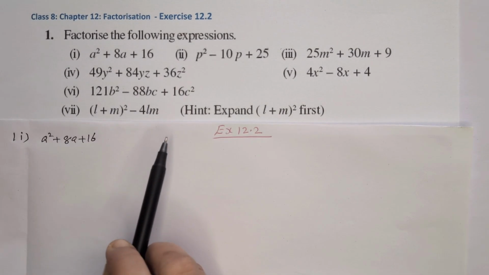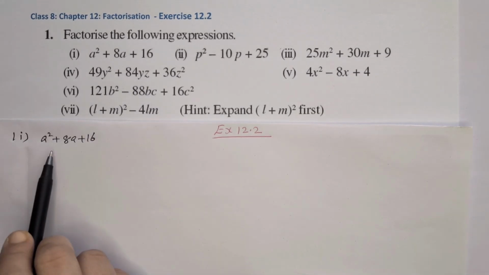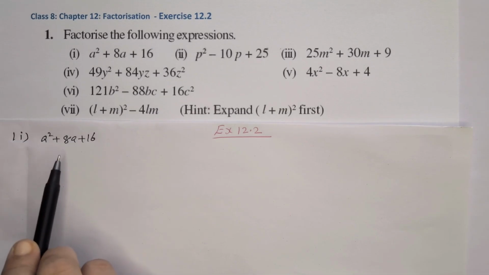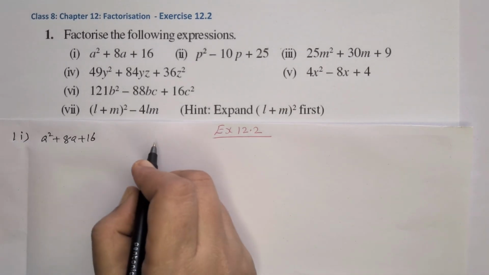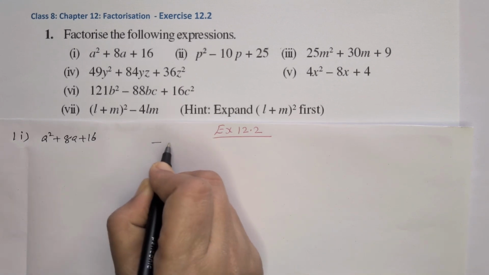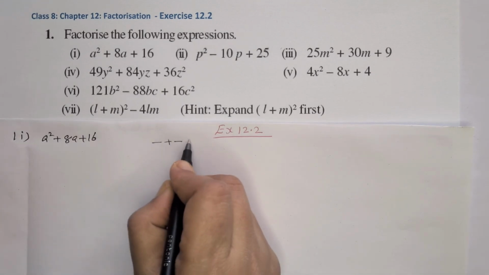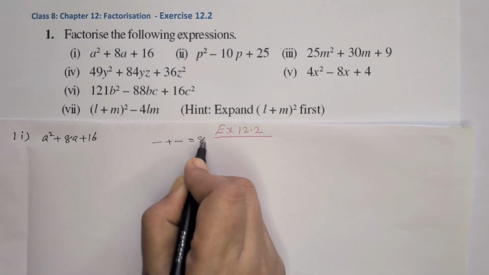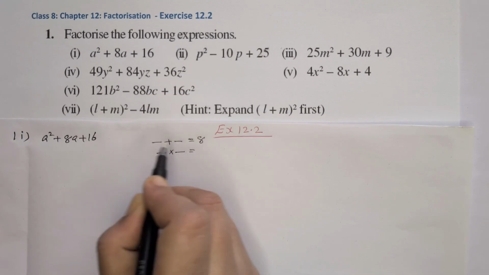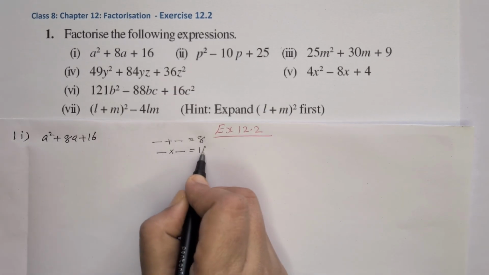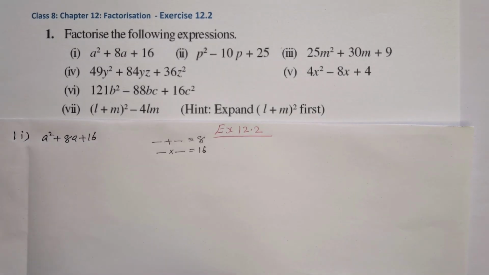Now exercise 12.2. Here, factorize the following expressions. We are getting an expression. We have to factorize this expression by splitting the middle term. We have to find two numbers such that the sum of these two numbers is the middle term, the coefficient 8 of that variable, and the product of these two numbers is equal to 16. Here 1 into 16 is 16. So this is the way we have to find two numbers.